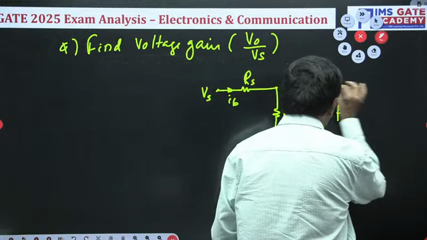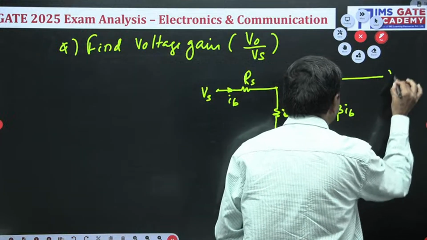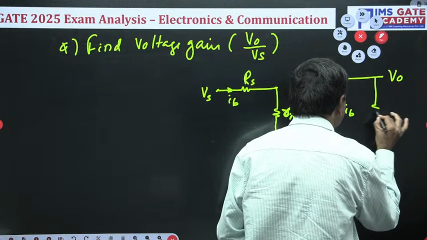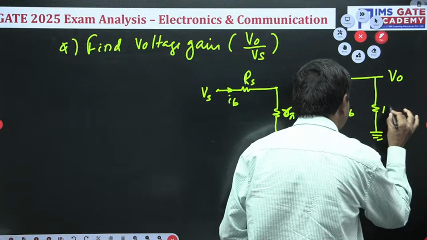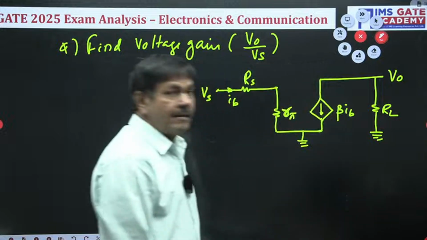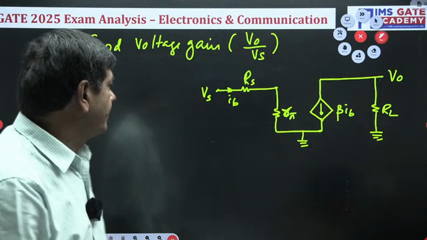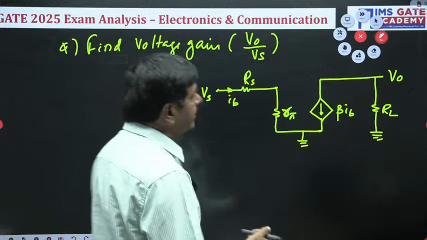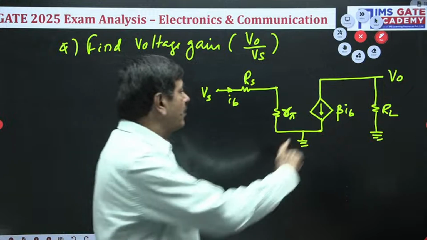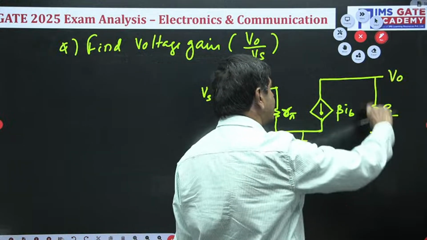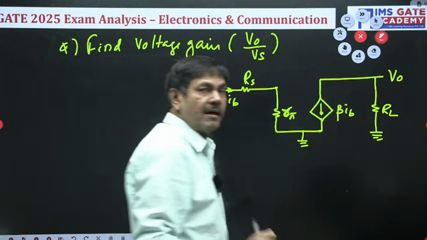And here V0 is taken from here. The load resistance RL is connected here. But we are required to find V0 by Vs. How do we find V0 here? V0 is nothing but the voltage across the load resistance RL, you know very well.